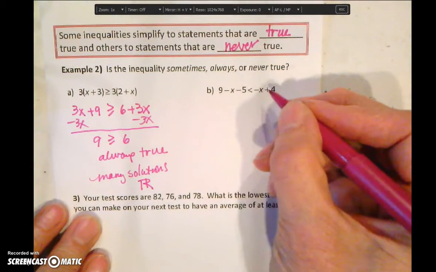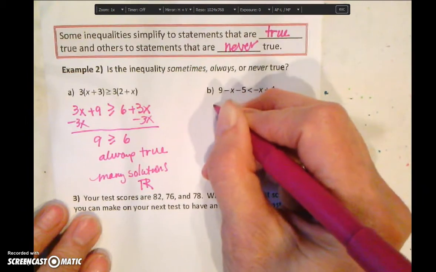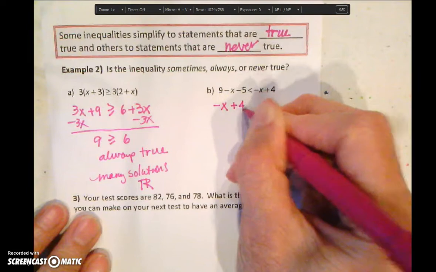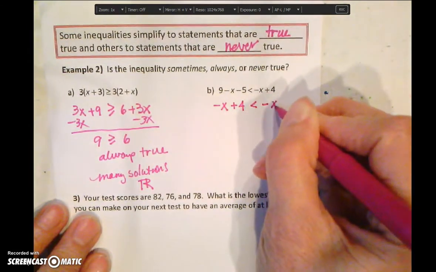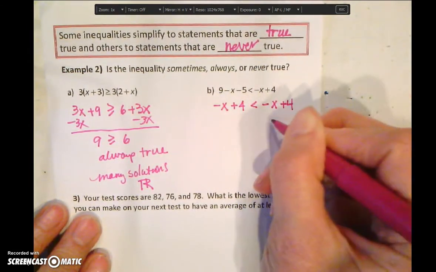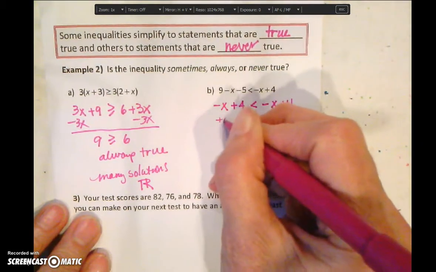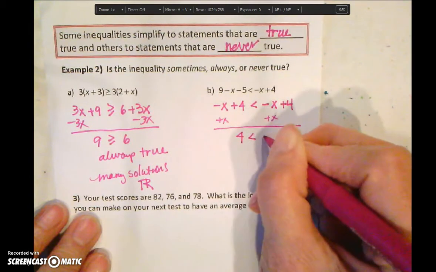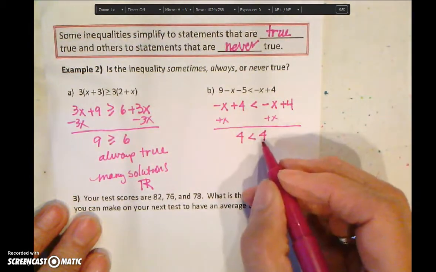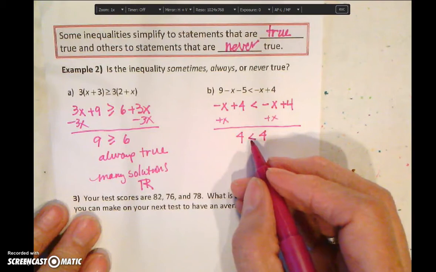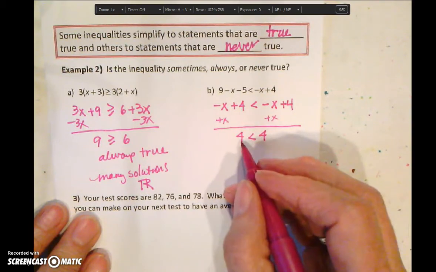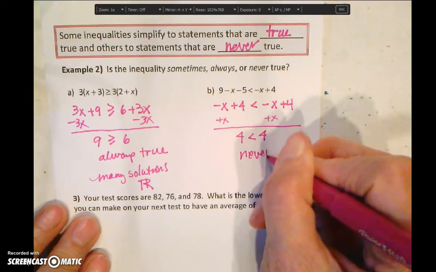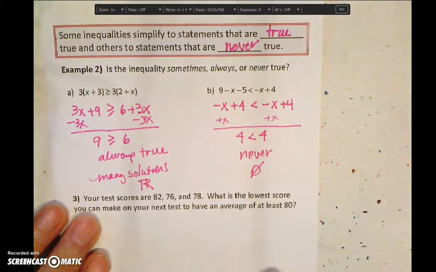Then example B, let's see, I'm going to have a negative x. I have a 9 minus 5, that's a positive 4, is less than negative x plus 4. I'll add x to both sides, and I will come up with 4 is less than 4. Well, the number 4 is never less than itself. It's equal to itself, but it's never less than itself. So this is never true, and we say that there is no solution.